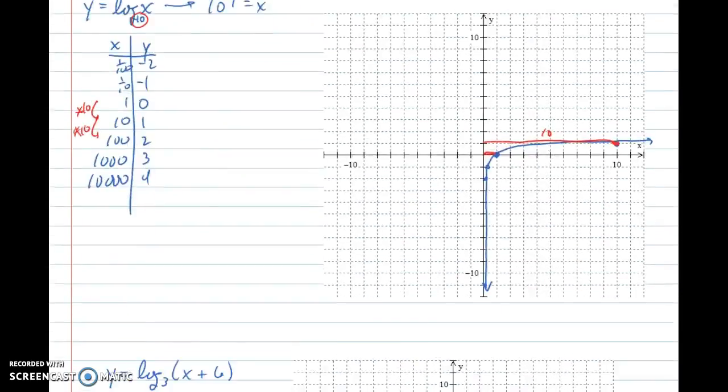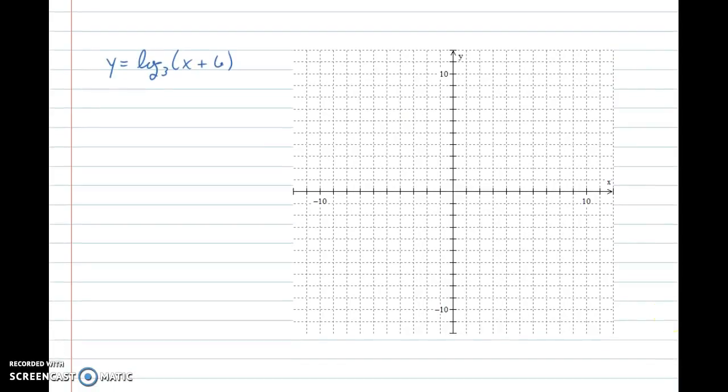Let's try a slightly more complicated one, y equals log base 3 of the quantity x plus 6. Go ahead and give this one a shot. I'll wait for you here.